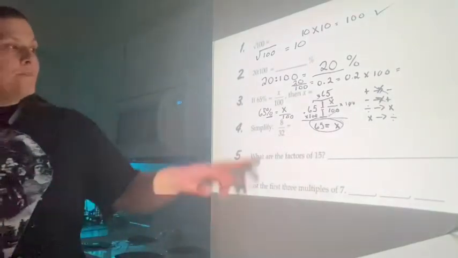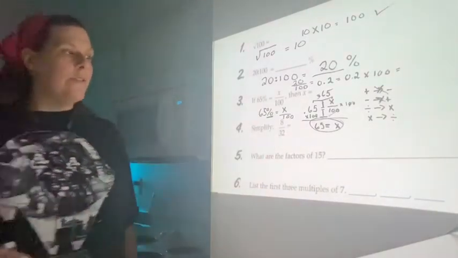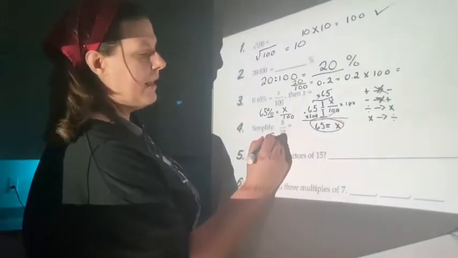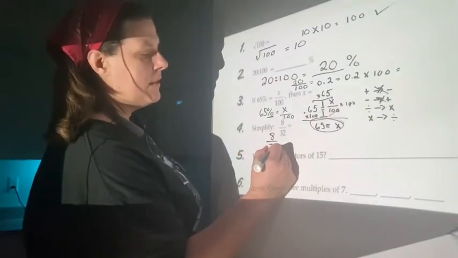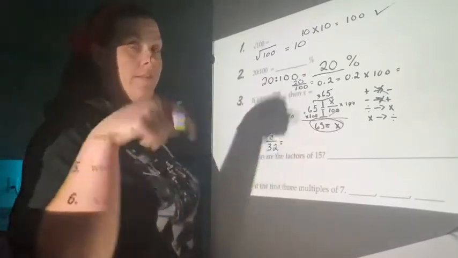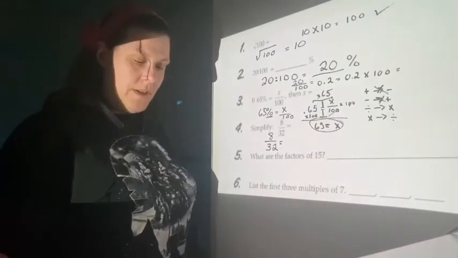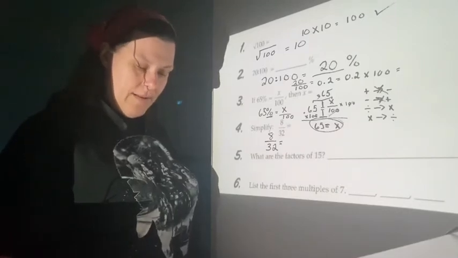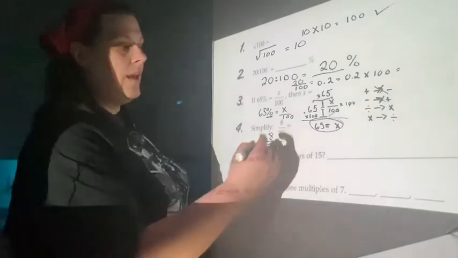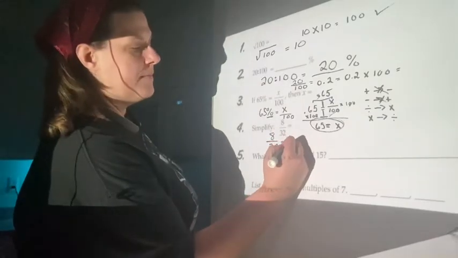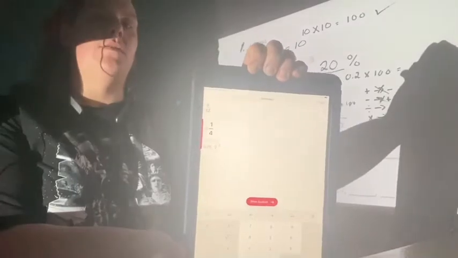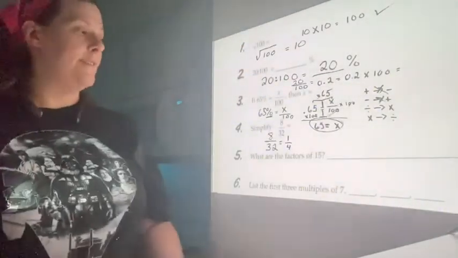Number 4, simplify 8 over 32. This one's not bad. If we're going to simplify our problem on Photomath, all we're going to do is put our fraction in. 8 over 32 will give you the answer of 1/4. Just so you can see that I'm actually doing it.